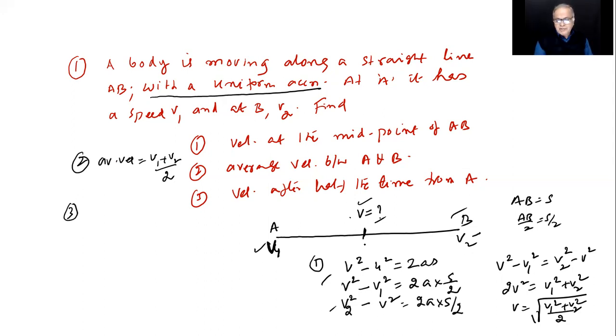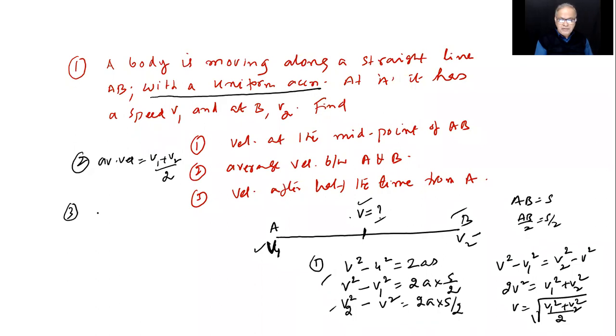Third, velocity after half the time from A. Don't think after half time it will cover half distance, because it's acceleration. When there's an acceleration, the body covers more distance later. This is the first second, next second, and the distance goes on increasing if the body is accelerating. In the same time interval, the body covers greater distances in the later times. So I can't say that velocity after half the time is at the midpoint, but wherever it is, don't worry.